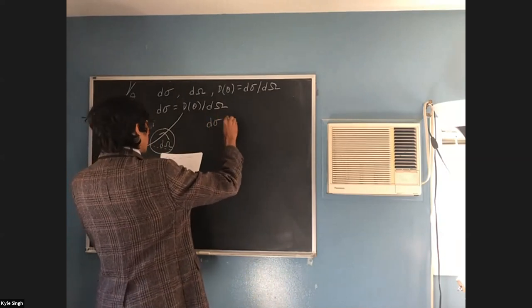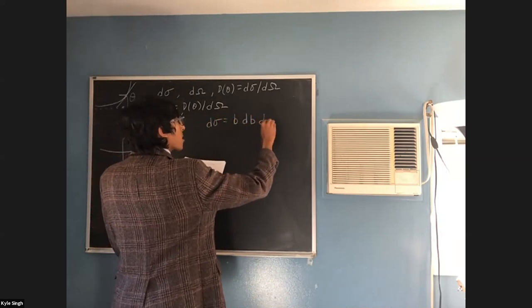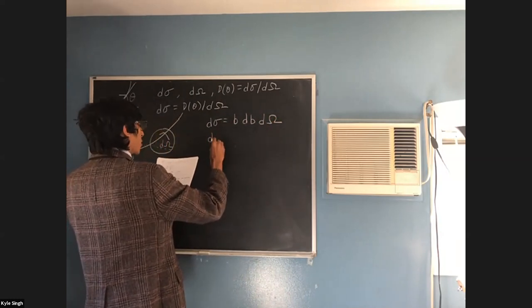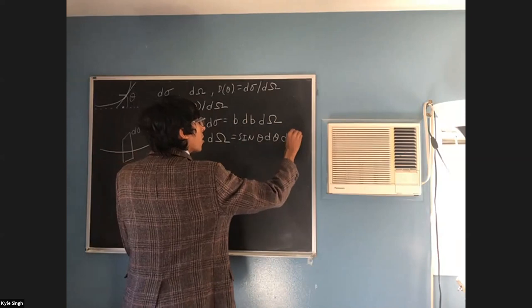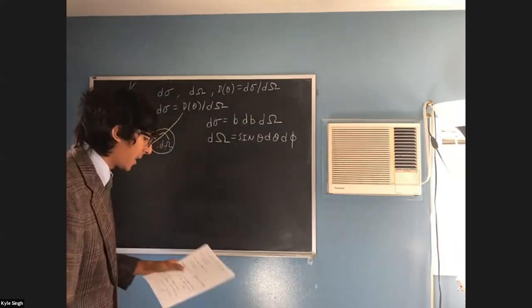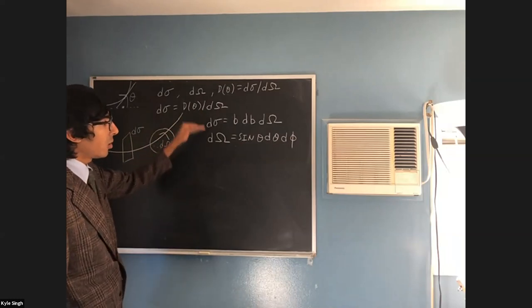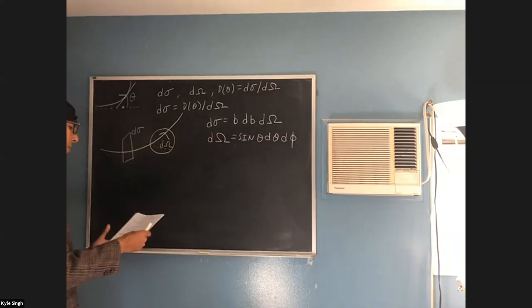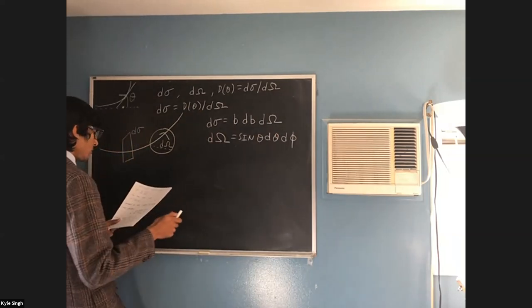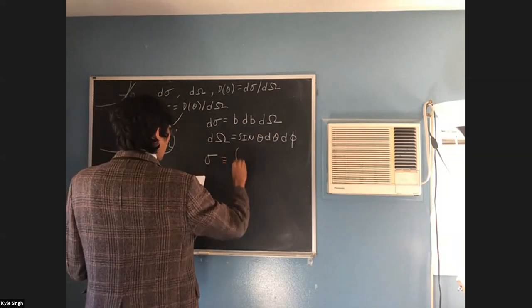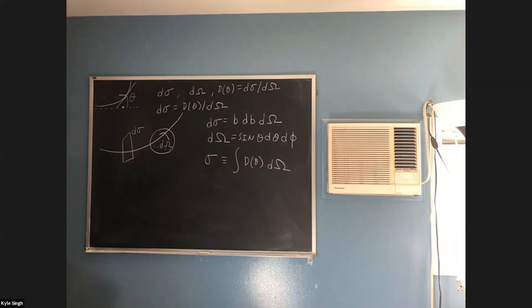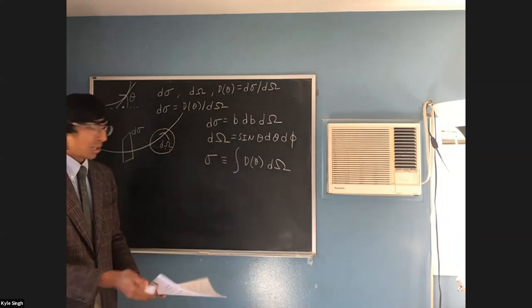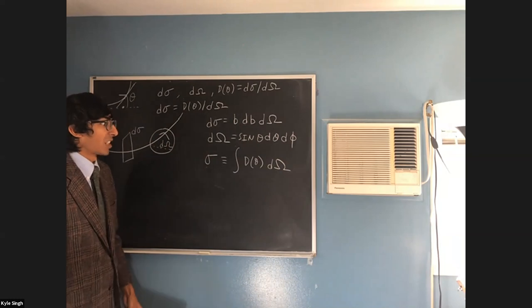So d sigma equals b db d omega. These are just integration measures, nothing crazy. And d omega equals sine theta d theta d phi, which you should recognize from spherical coordinates. Nothing fancy there. If this is confusing, just watch last lecture. We went over where these come from pretty in depth. Okay, and then the total cross section is just the integral over d sigma. Okay, so now we're starting to get to total values, right? If we integrate over that space, we get a total cross section. That's all.